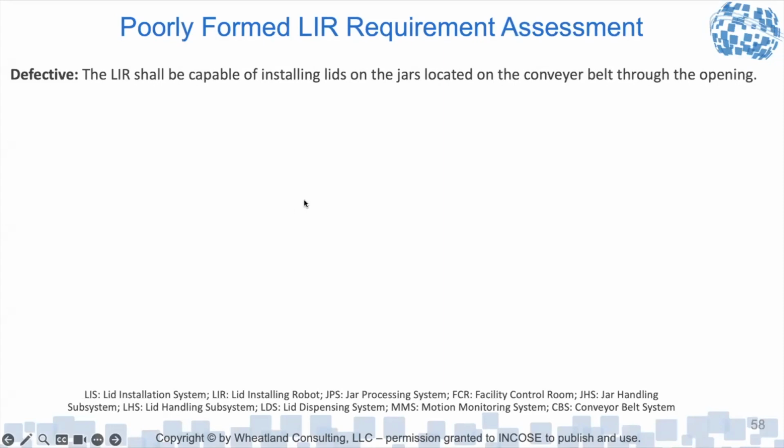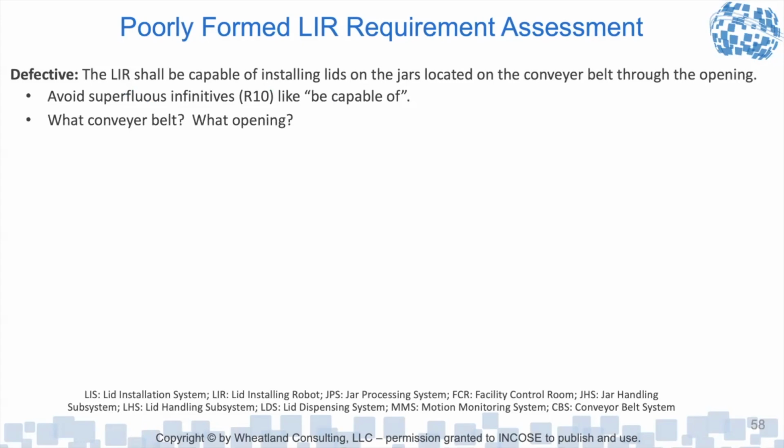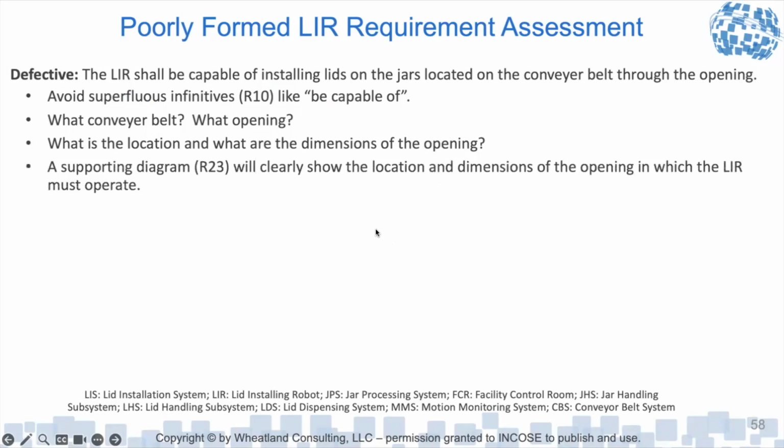The LIR shall be capable of installing lids on the jars located on the conveyor belt through the opening. Avoid superfluous infinitives like "be capable of." What conveyor belt, what opening, what is the location and what are the dimensions of the opening? A supporting diagram will clearly show the location and dimensions of the opening in which the LIR must operate.